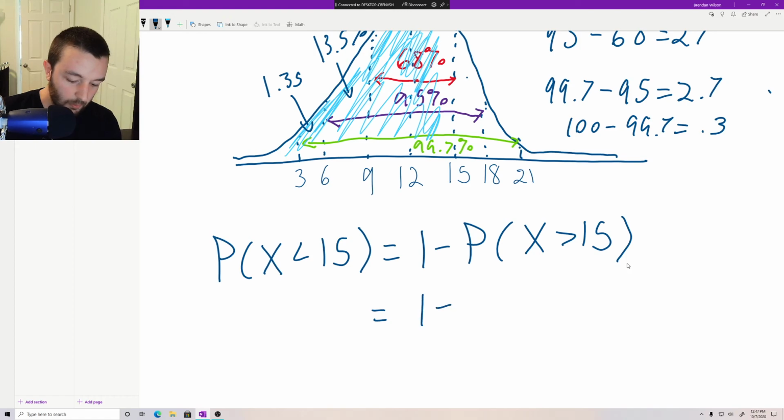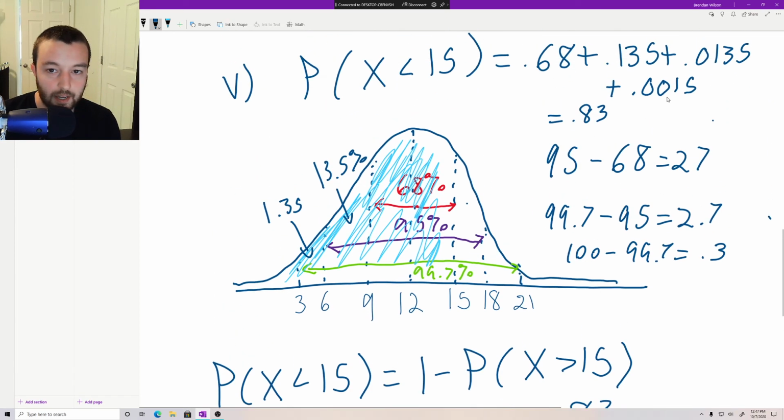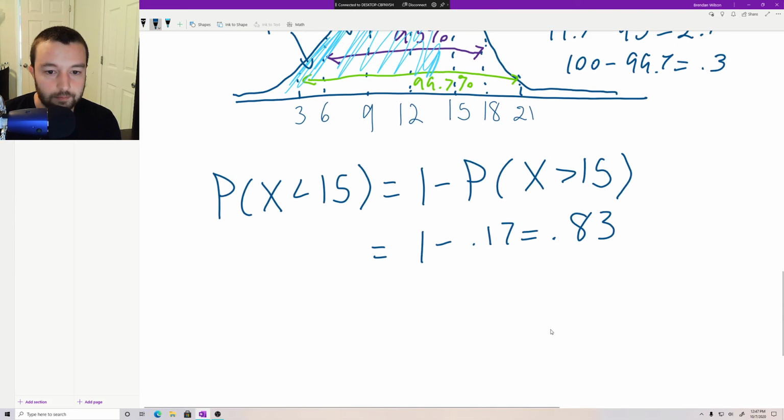So if we did that, this would have been 1 minus 0.17, because we would add the last three numbers together and get 0.17. Let me just make sure that's all right. 0.17, yeah. And then we would come up with the 0.83. So we're going to want to be able to flip back and forth between the regular probability and its complement probability.